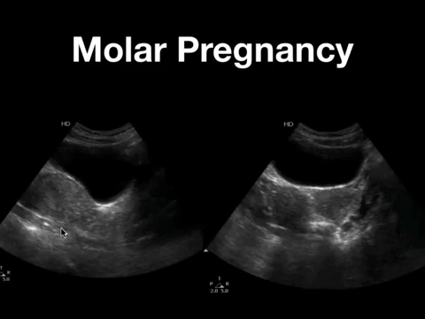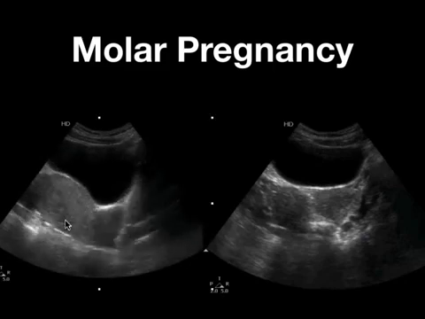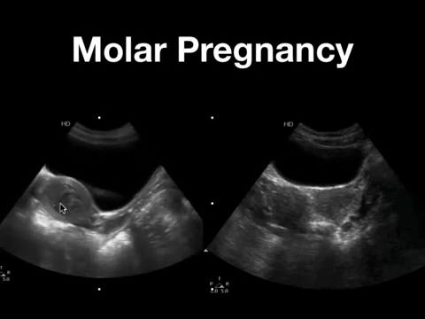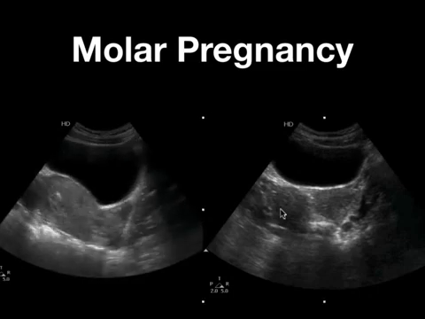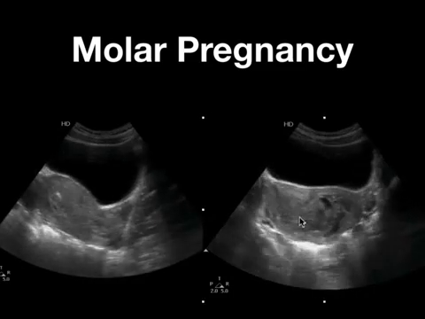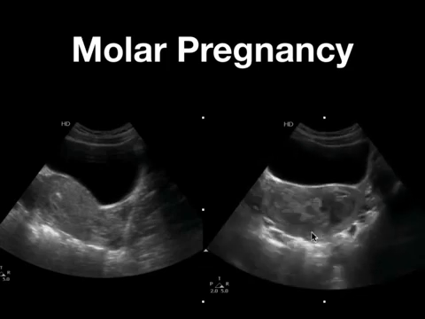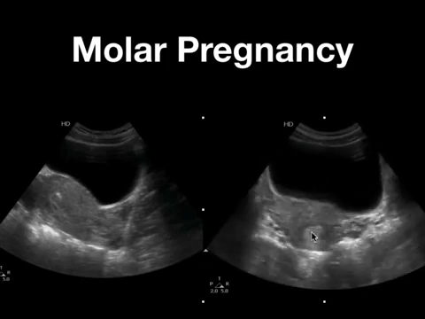Here's a patient who is about 6.5 weeks pregnant. You can see within the endometrium here, there's this multiple cystic area. There are multiple cystic areas. And on the transverse view, you can see the same thing here. There's no definitive IUP, but you can see that the endometrium is heterogeneous and there's multiple cystic areas.